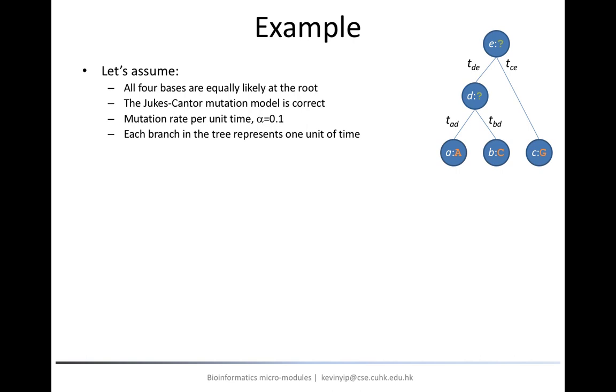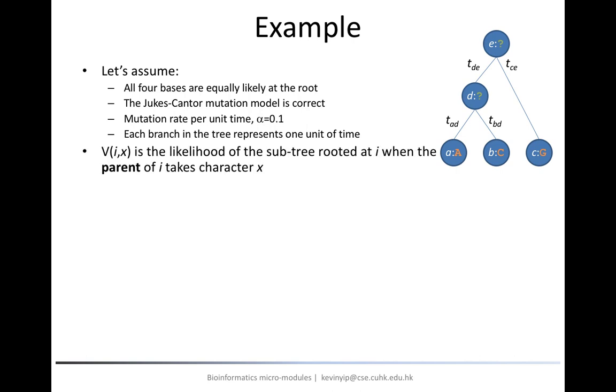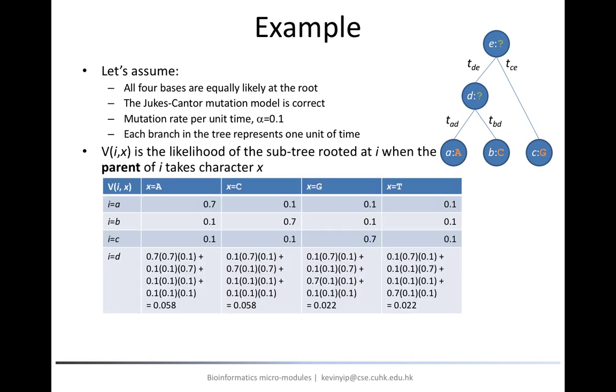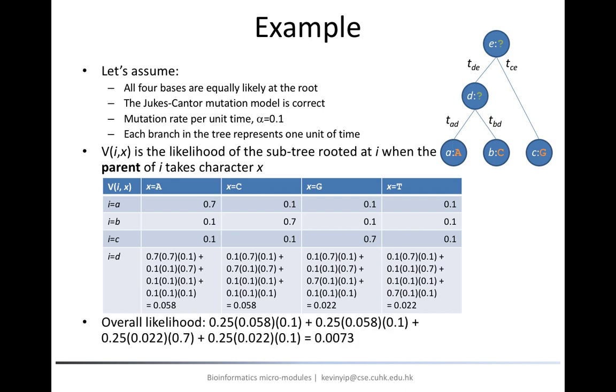Let's see an example of using this algorithm. Here, we have a tree with 3 leaf nodes. The root is assumed to have equal probability for each of the 4 nucleotides. We also assume the Jukes-Cantor model is used, with the mutation rate alpha set to 0.1, and each tree branch has a length of 1 time unit. We then define the DP table V as just described. Using the formulas discussed, the entries of the table can be computed. Finally, the overall likelihood for the whole tree can be computed based on the DP table entries.